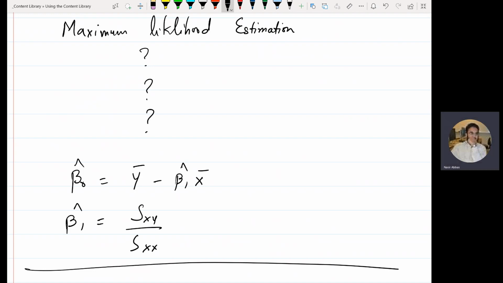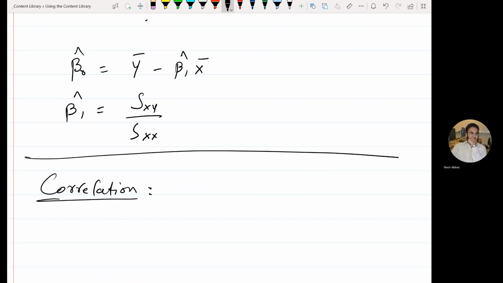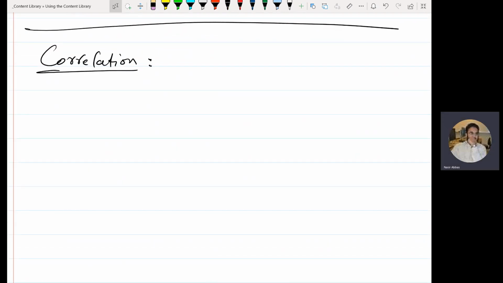Now, when x's are not fixed, there is another concept other than regression that we apply. That concept is called correlation. This is what we will talk about. What is correlation? Again, this is the same chapter 2. You will feel something new.